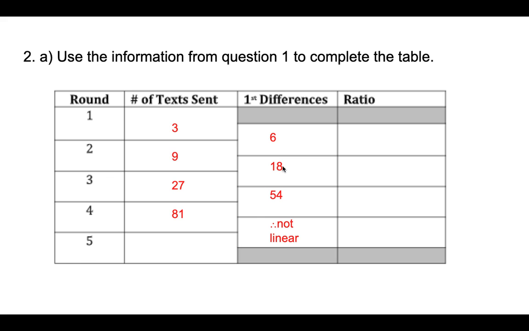If you take the second differences, 54 minus 18 and so on, those would also not be the same, so it's not quadratic. But to test if something is exponential, you take the ratio: the second number divided by the number above it. 9 divided by 3 is 3, 27 divided by 9 is 3, and 81 divided by 27 is also 3. Because these ratio numbers are all the same, this has to be an exponential function, and that can help us create the equation.